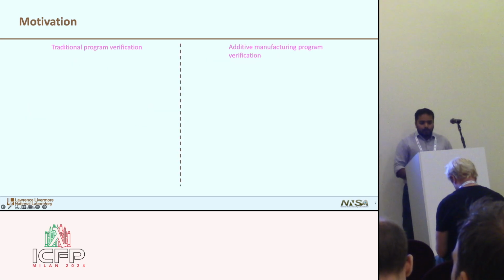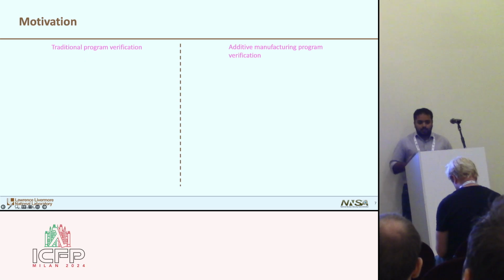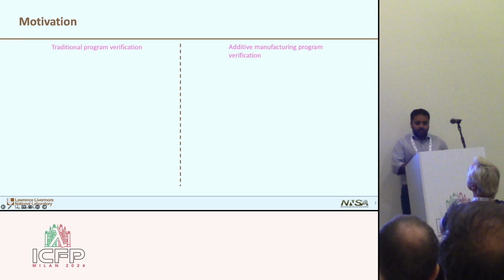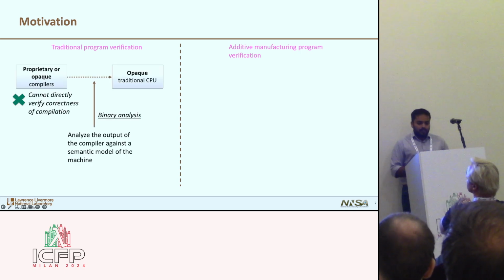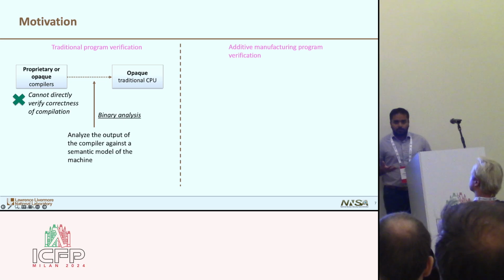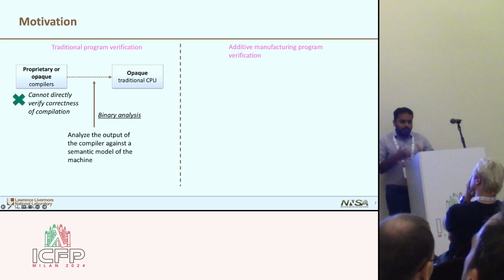Now this approach of doing toolpath verification is not trivial, and to explain why, I will draw some parallels between traditional program verification and additive manufacturing program verification. So in the traditional program verification realm, where we want to analyze some properties about, let's say, opaque compilers, we cannot directly do so because we do not know what the semantics of the compilers are. So it's not exposed to us.